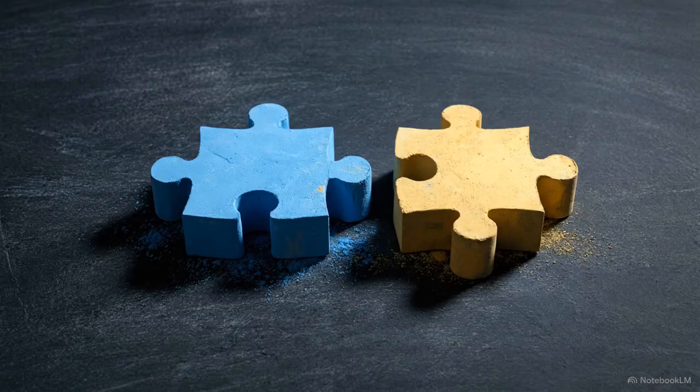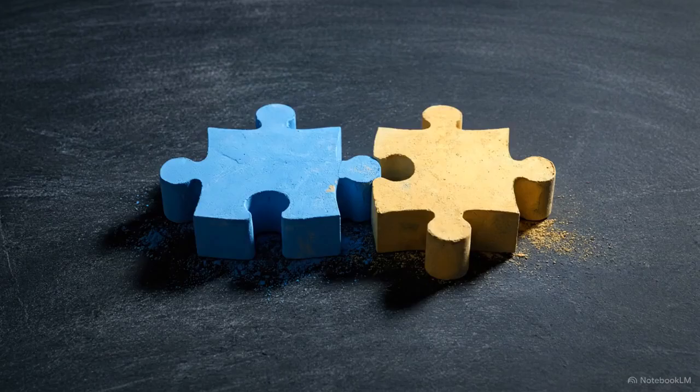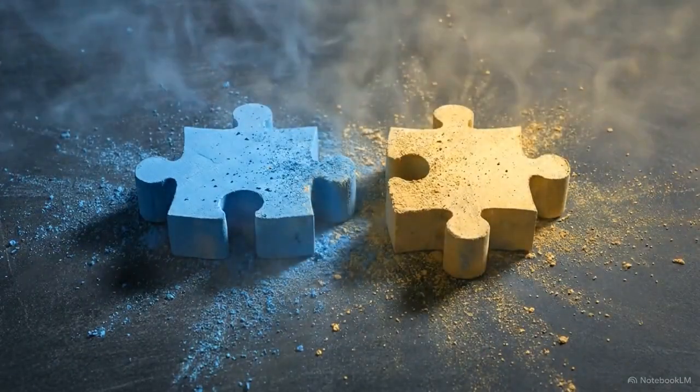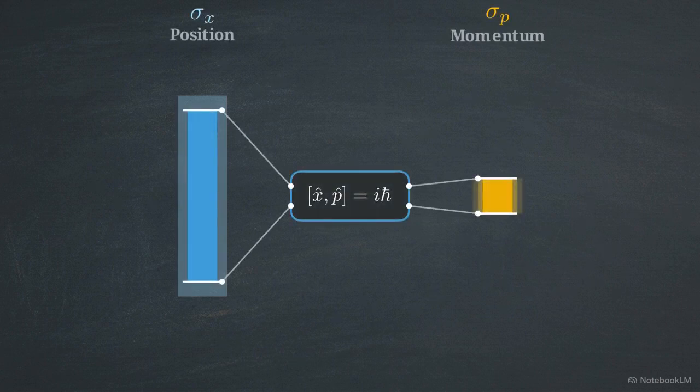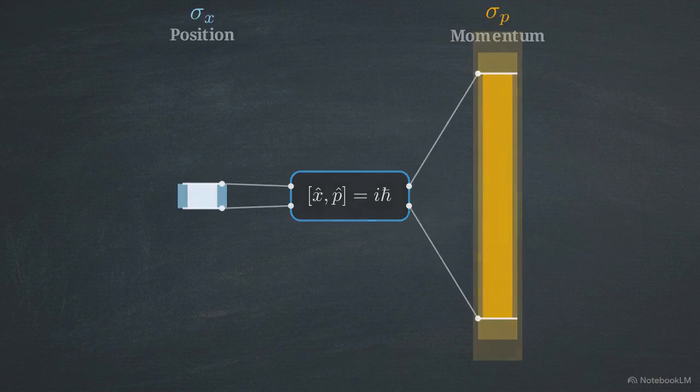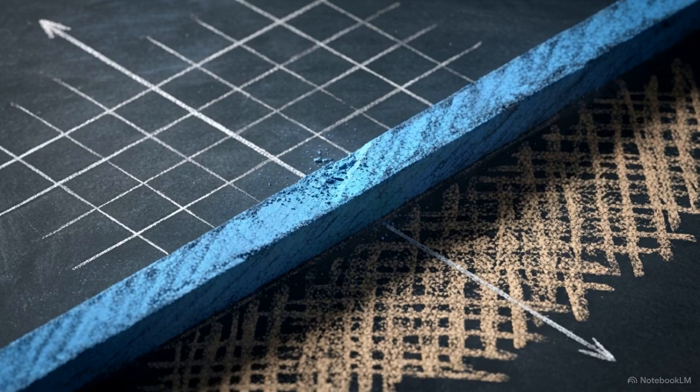Because these operators fundamentally refuse to commute, it is mathematically impossible for a state to possess simultaneous precise values for both. The non-zero commutator binds the statistical spread of position and momentum together into a permanent trade-off. This relationship is governed by the Kennard-Robertson bound, which defines the physical floor of nature.